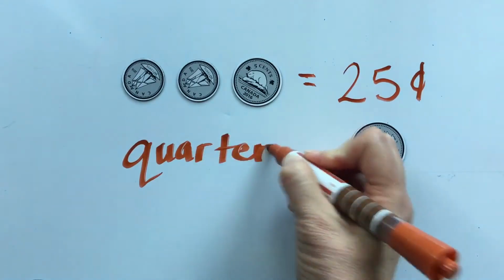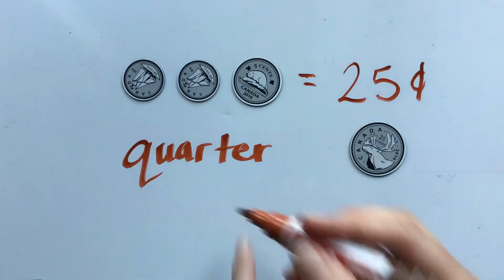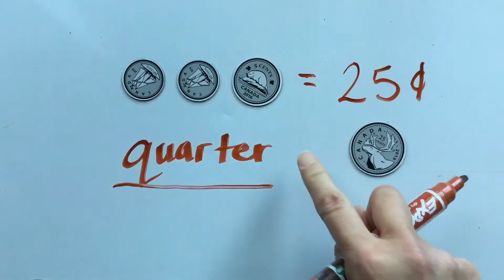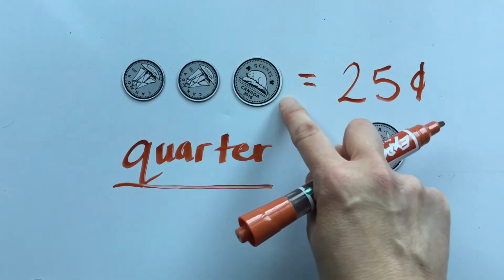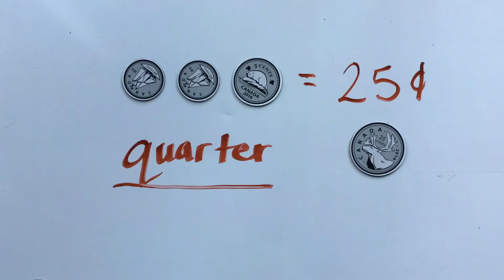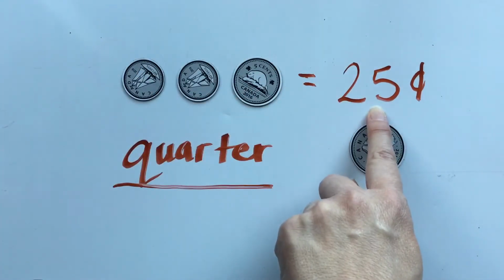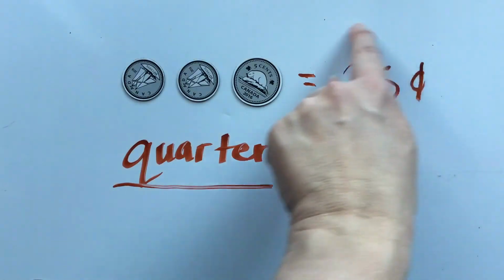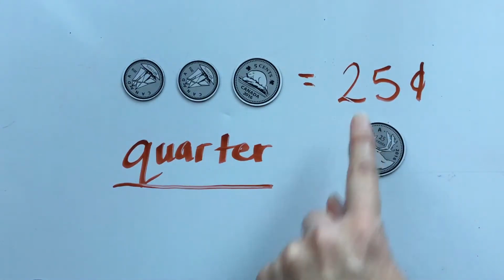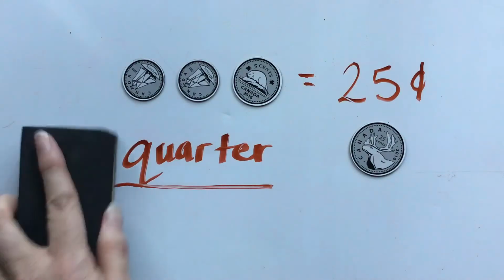So for question number 7, you are naming on the line the name of the coin that has the same value as the coins that are given. Your first job is to find the value of the coins, like I did. And then you're going to think, oh, what's the name of the coin that has that value? And you're going to write it on the line.